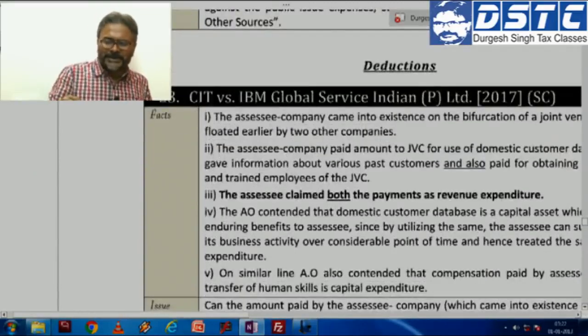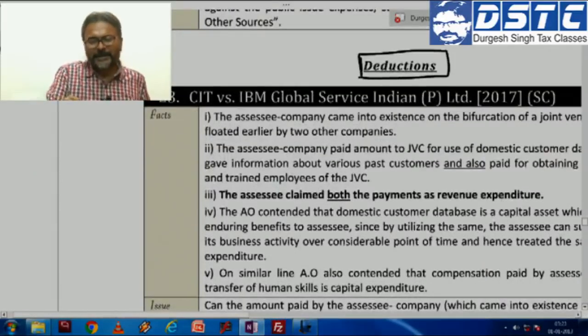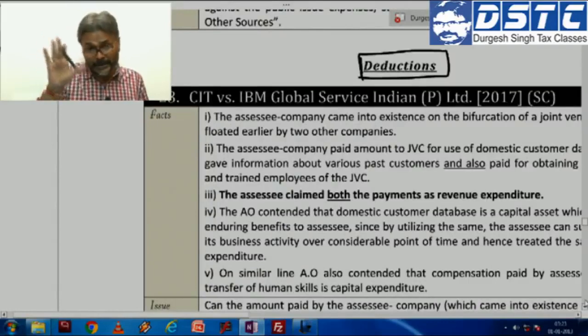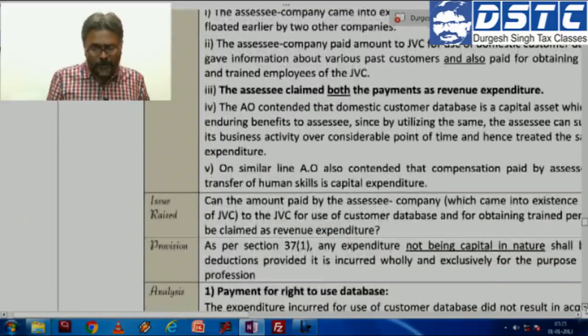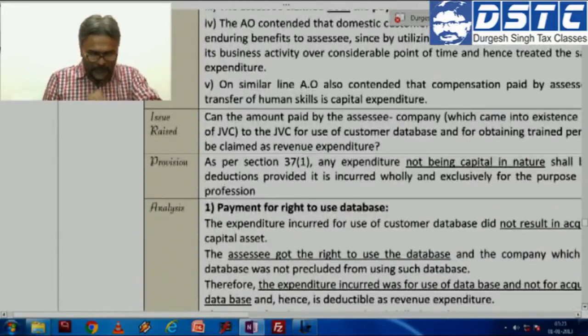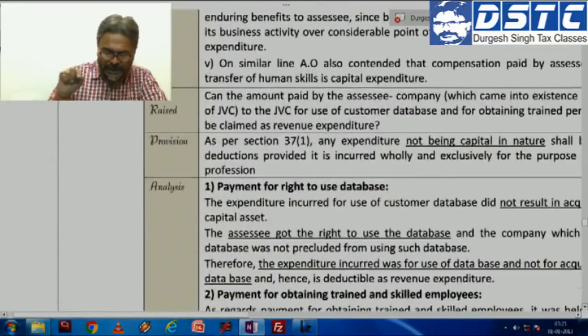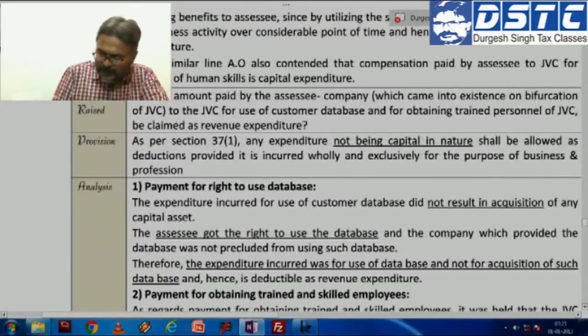Now on deduction, students, this is PGBP deduction. These are the deductions which I have been repeating in the class many a time. They are all important judgments because they have not been targeted. IBM Global, students, there were 2 points. Be careful, students, there were 2 points in IBM Global. One was whether the expenditure is capital in nature or not.